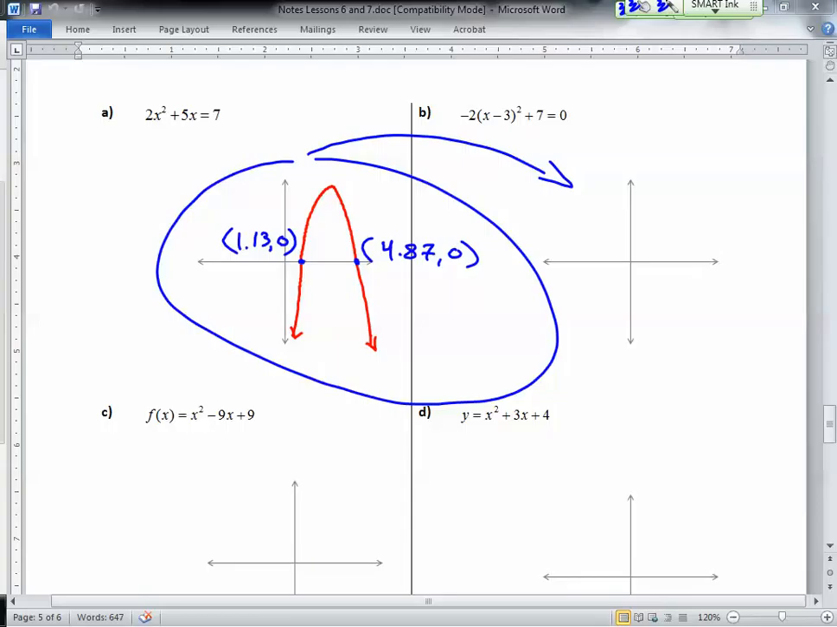What are my solutions? I mean the values of x that make this equation true. Really easy. Check it out. My solutions are these x values. Okay? They are the x values of the x-intercepts. So my solutions are... You did it on the wrong graph. Yeah, I know, but that's why I drew the arrow over there. So my solutions are x equals 1.13 and 4.87.